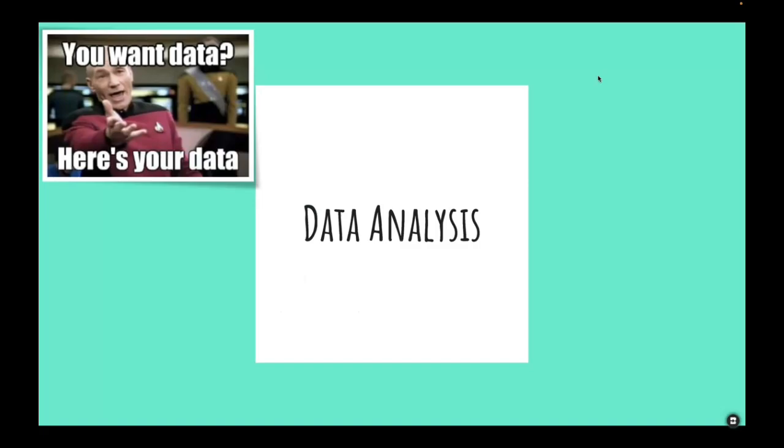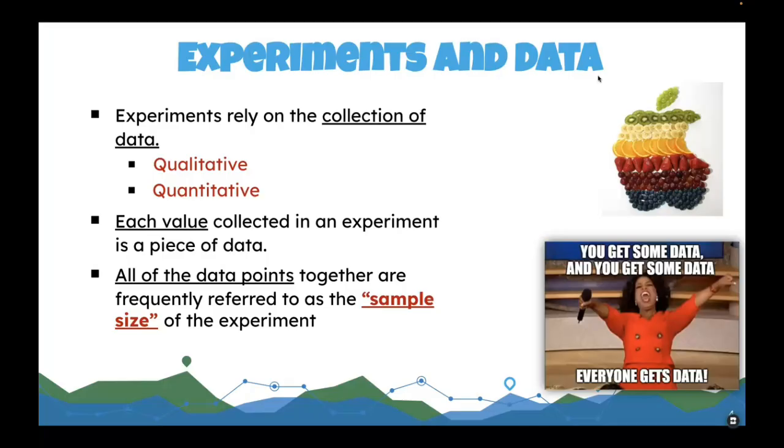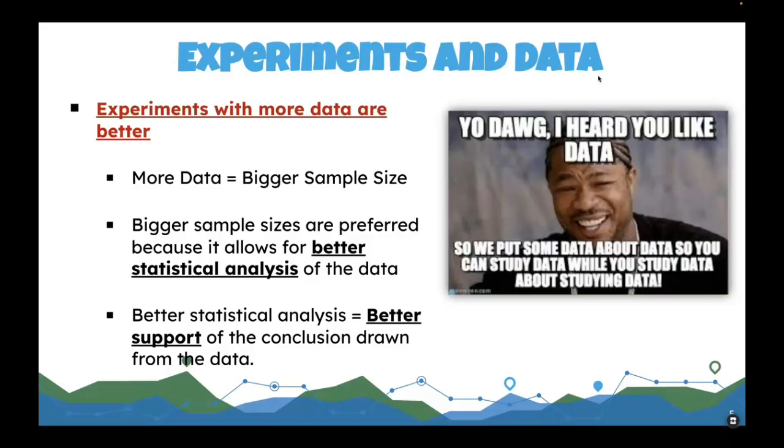All right, so let's get into data analysis. Experiments rely on the collection of data. You have both qualitative and quantitative data. We're going to talk about those in a second. But each value collected in an experiment is a piece of data, and all data points together are the sample size of your experiment. So why does sample size matter? More data equals bigger sample size, and bigger sample size allows better statistical analysis. Better statistical analysis provides better support for the conclusions that you draw from the data.